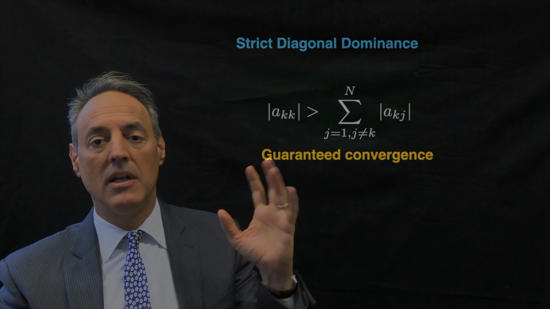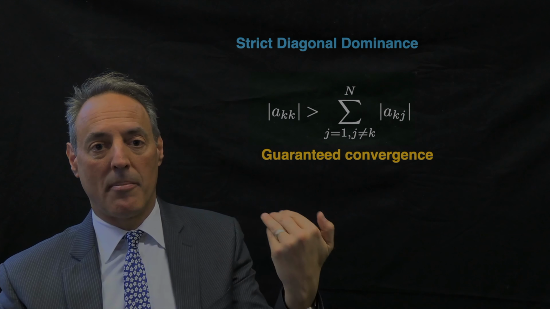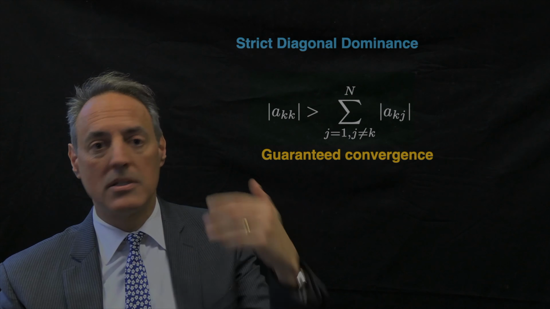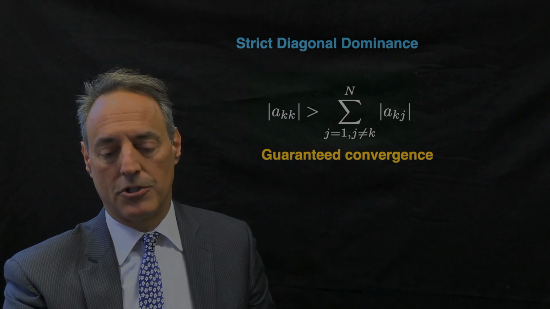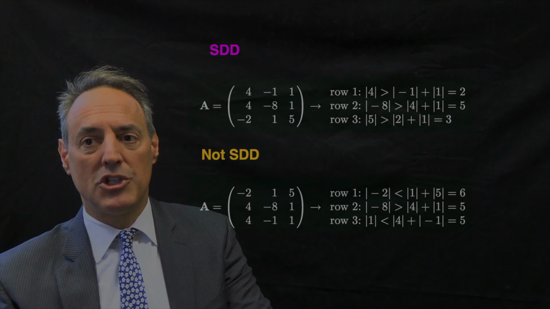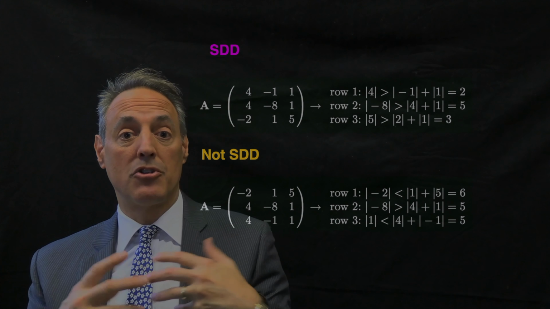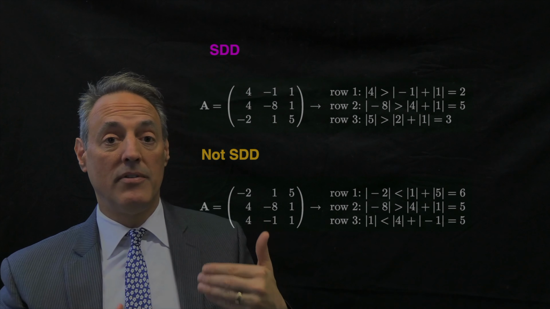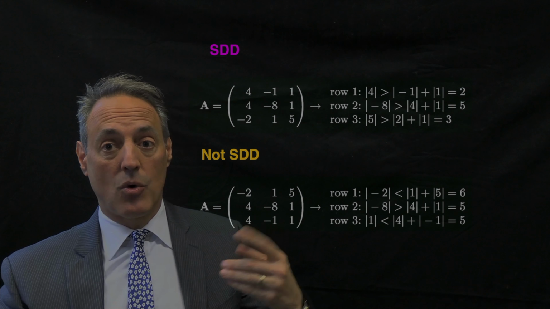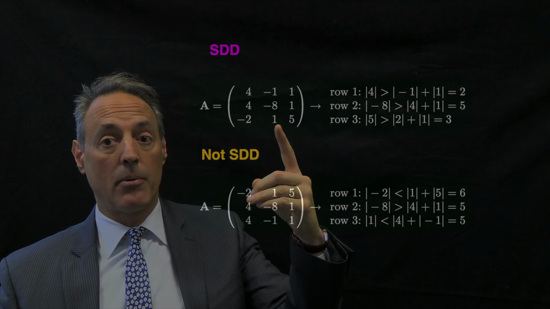If it is, then you have strict diagonal dominance. And if you have strict diagonal dominance, the algorithm is guaranteed to converge. Okay, so let's go and look at it from the two equations that I had written previously. When I had done the first set of equations, here's how they were arranged.